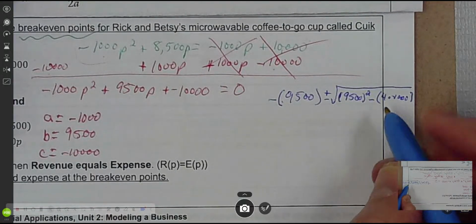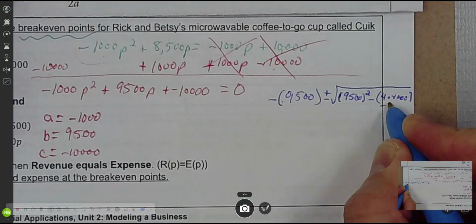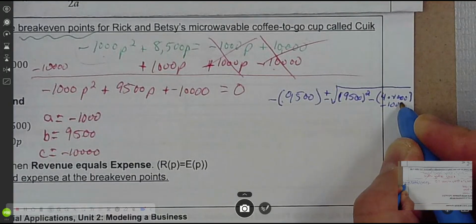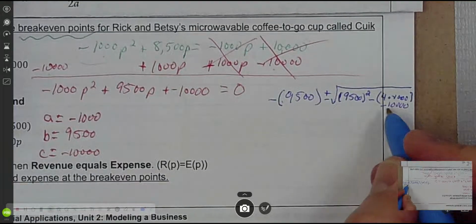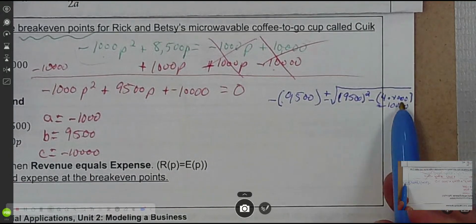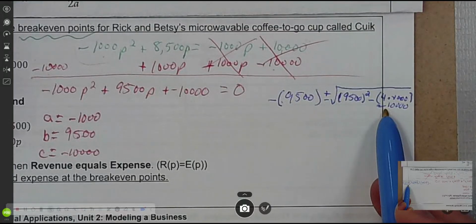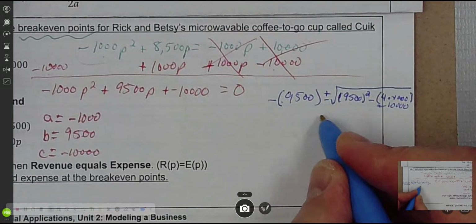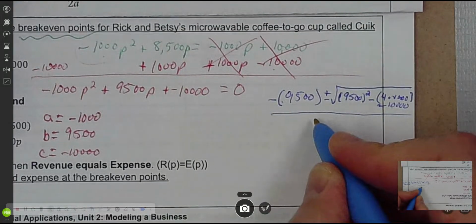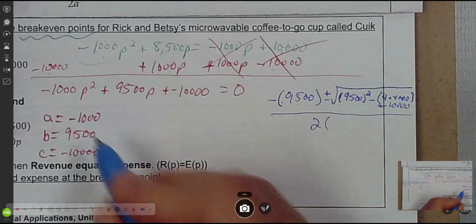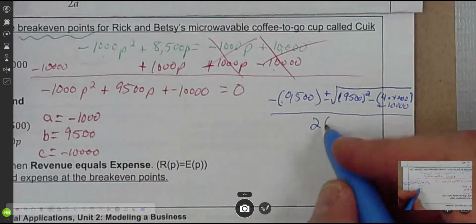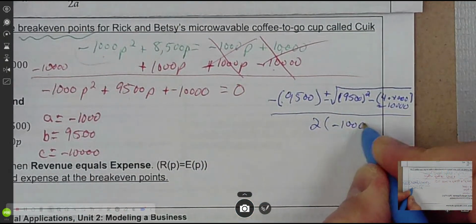4 times negative 1,000 times, I just have to remember this, negative 10,000. So I'm going to multiply 4 times negative 1,000 times negative 10,000. Just have to remember that. And it all gets divided by 2 times A, 2 times A, which is negative 1,000 again.